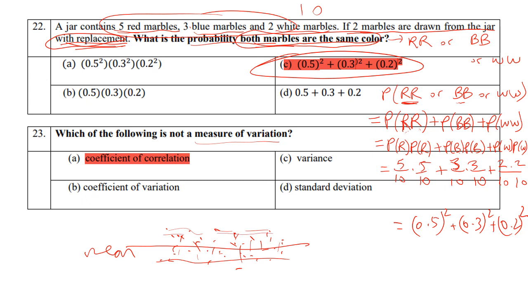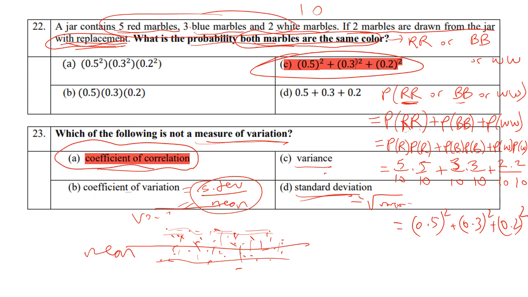So when you look at here, the variance is giving you how it's spread from the mean. Standard deviation is the same way, it's the square root of the variance, and the coefficient of variation is standard deviation divided by the mean, so it also looks at the variability. So these are all measures of variation, but the correlation coefficient is not.